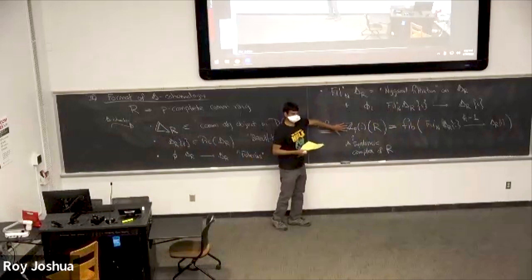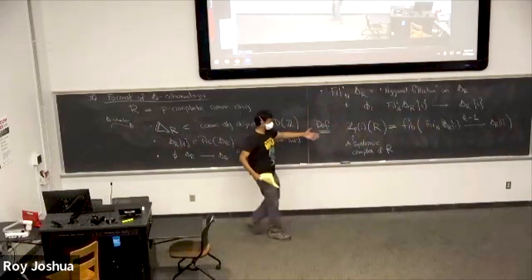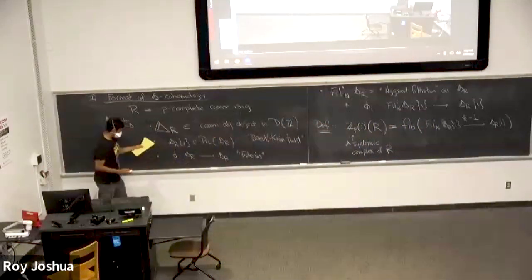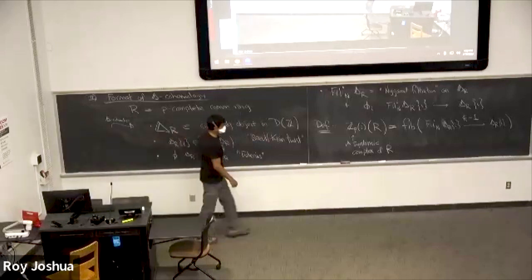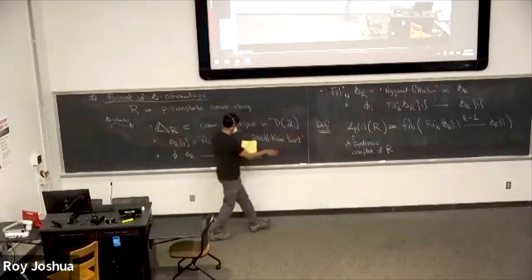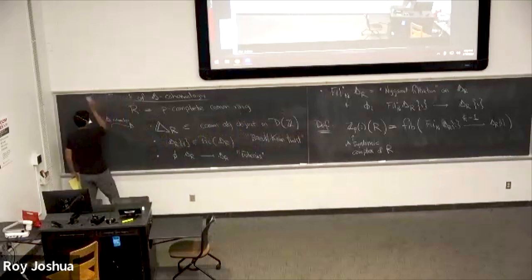But I wanted to explain to you roughly where it comes from, what the relationship of this invariant is with prismatic cohomology. It's not literally the same, but they're pretty close to each other. Okay, so let me give you some easy examples of what this looks like.